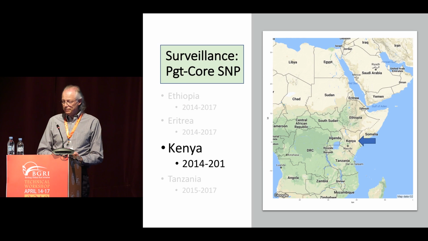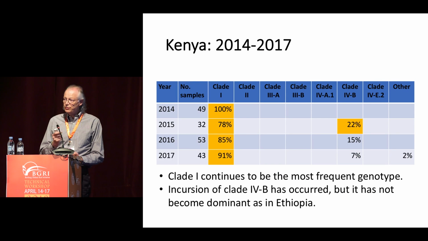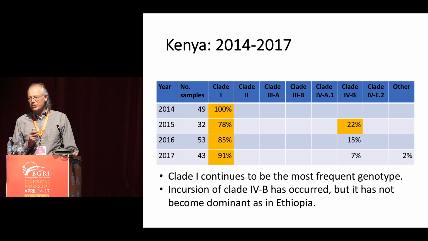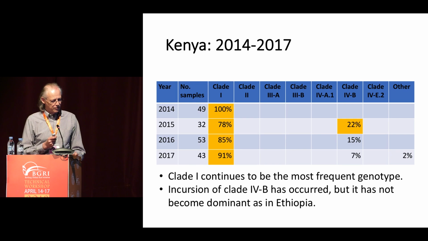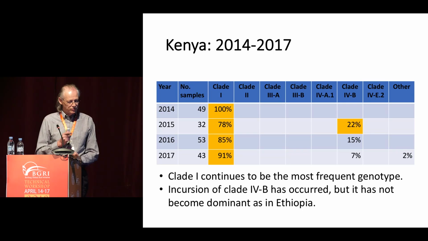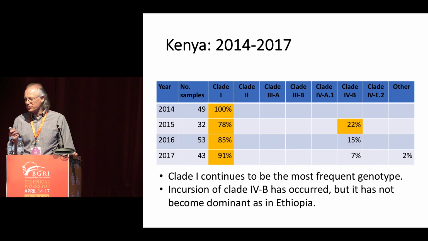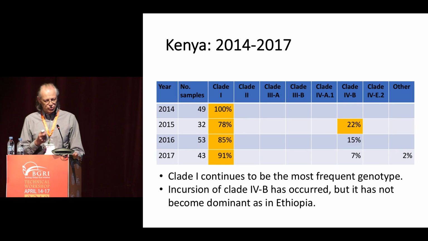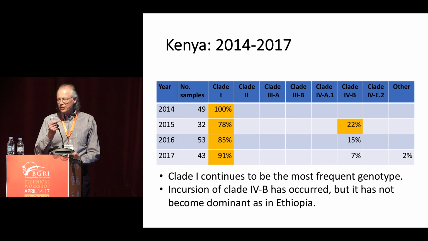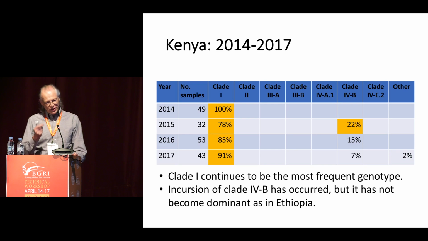If we go to Kenya and look at the same type of thing, we see a different pattern. In Kenya, our friend UG99, clade 1, is dominant every single year, 2014 through 2017. In 2015, you can see the incursion of clade 4b or TK-TTF, and it represents 22%. But it then decays. The next year it's 15%, and the following year is 7%.